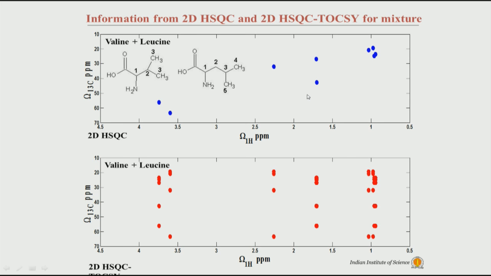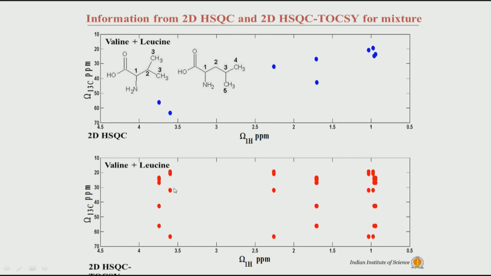So, let us see how the spectrum will come. The top portion of what you are seeing here is a 2D HSQC of the mixture. What do you see in a mixture? You will see all the peaks corresponding to each proton-carbon pair. This is the standard HSQC. Now, how do I figure out which peaks correspond to which molecule? One way to do that is to run the HSQC TOCSY. What will happen is shown in the bottom picture.